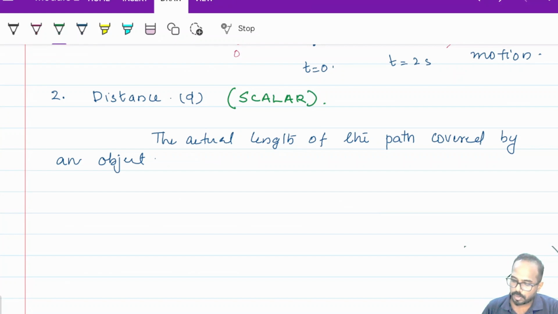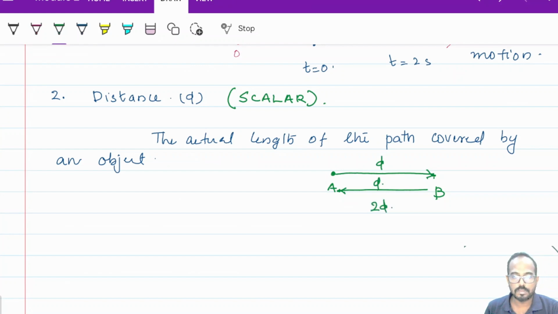So one more important point. You check this one. If an object is moving from A to B, and then the object is moving from B to A, what is the distance? Suppose this is d, you take the same distance it has covered, so the distance will be 2 times d. So it can't be 0. Okay. These are the properties. Distance can't be 0.